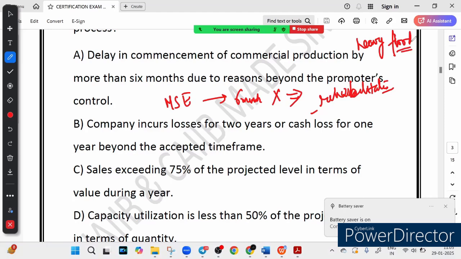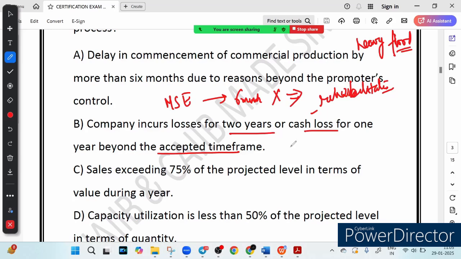Now option B says that the company incurs losses for 2 years or cash loss for 1 year beyond the accepted time frame. This is another valid reason, because persistent loss indicates that the business is struggling and may require intervention, right? For example, if a small manufacturing unit continues to operate at a loss for 2 consecutive years, it becomes a clear candidate for hand holding. So this is also correct. So the question is, which is not correct, right?